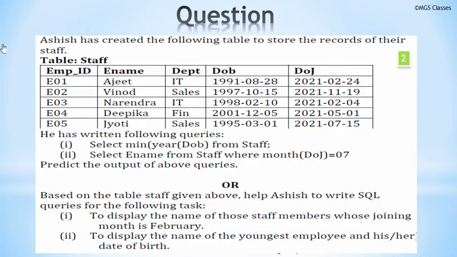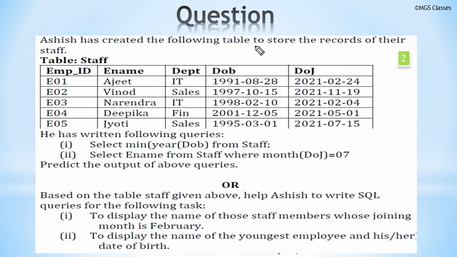So today's question is of 2 marks and I am just reading it out. It is a question that has an internal choice. Either you can attempt this question or you can attempt this question. One of the questions you need to answer. So let's discuss the question.